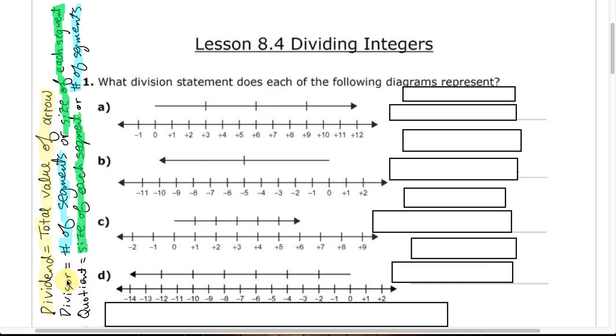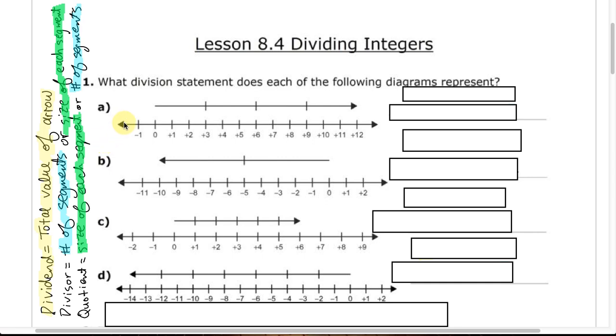The divisor can be one of two things. It can be the number of segments that we're dividing this into, or it can be the size of each segment. So depending on that, it's going to be highlighted either blue or green. Now the quotient, which is the answer to the division question, is going to be either the size of each segment or it's going to be the number of segments. So it's going to be highlighted differently depending on how it's been interpreted.